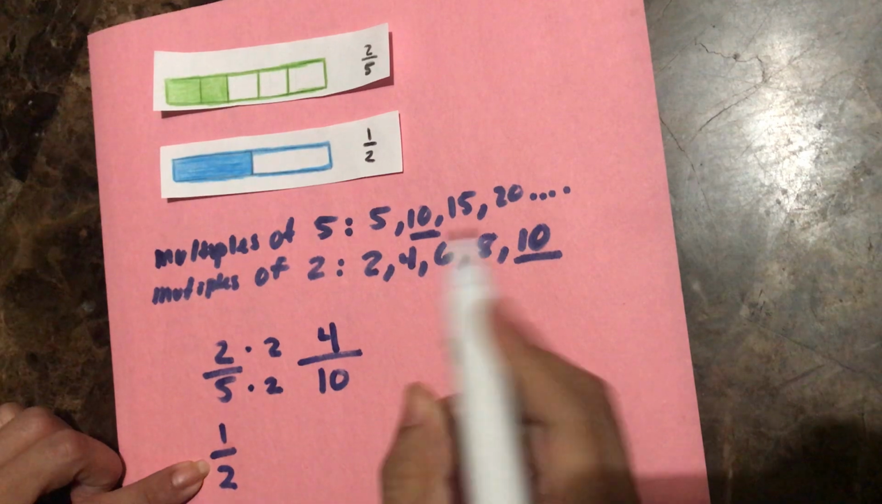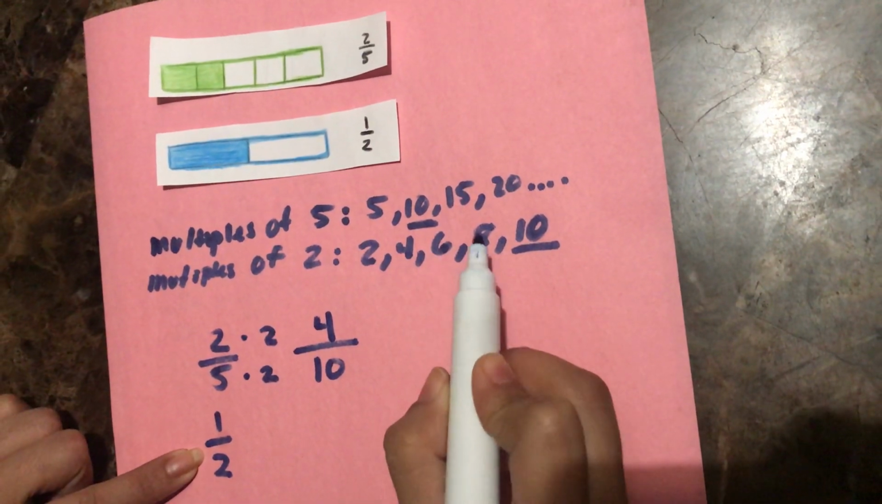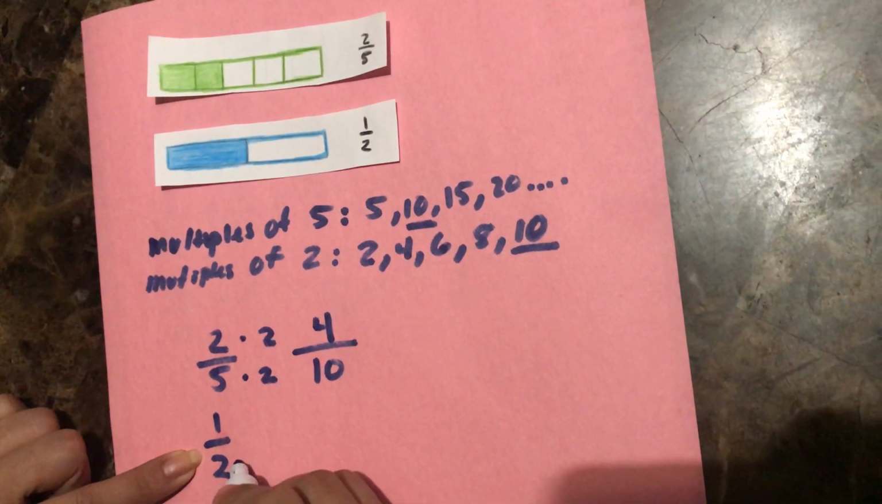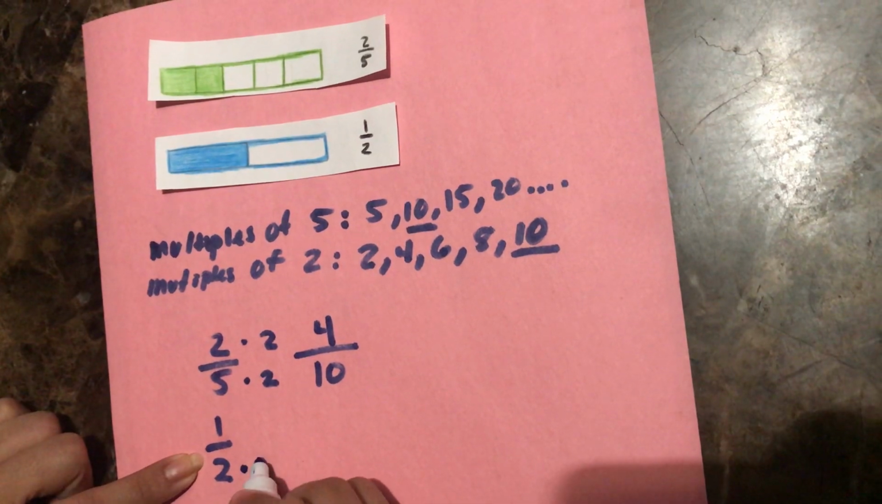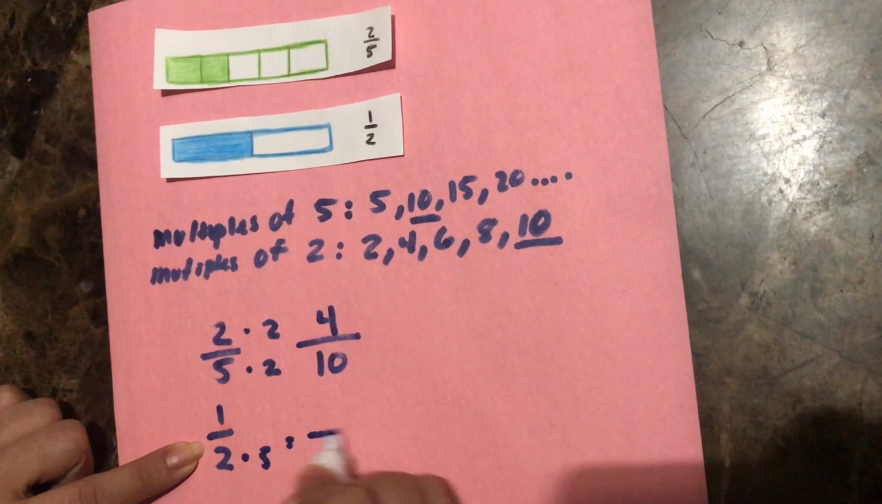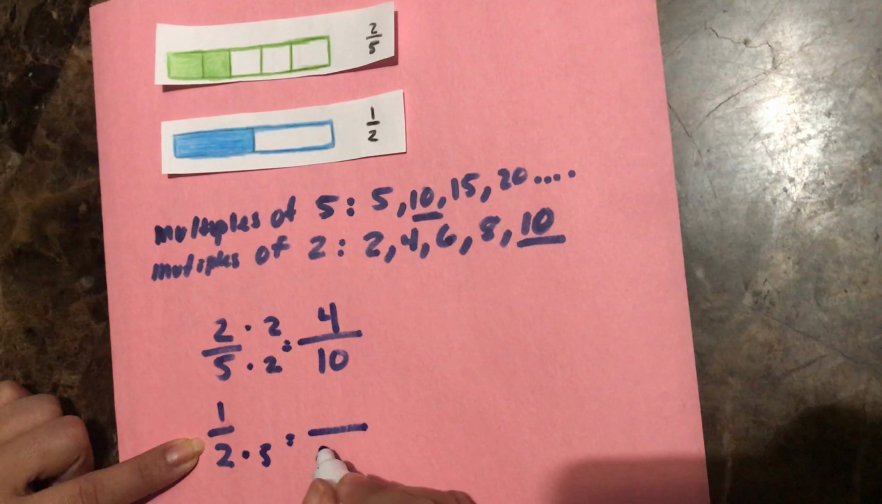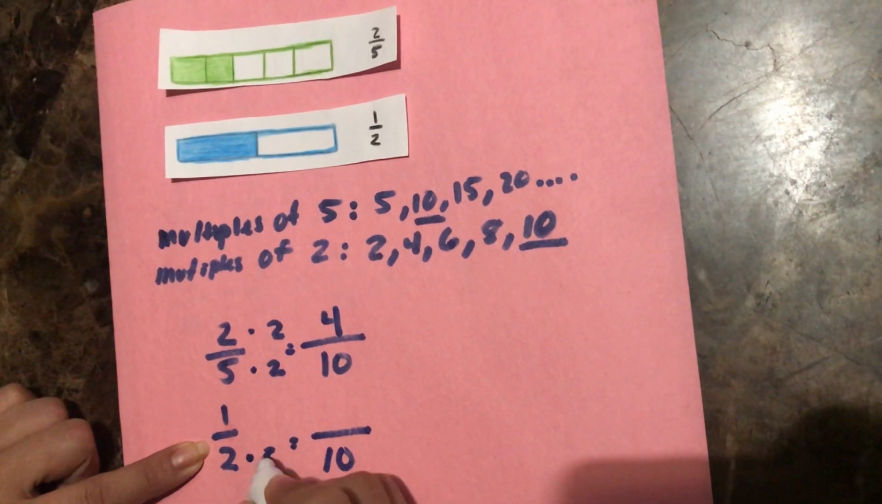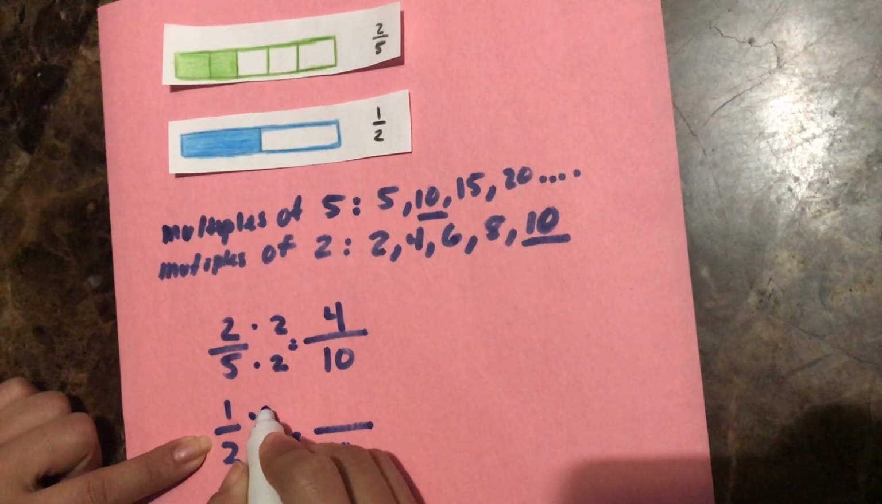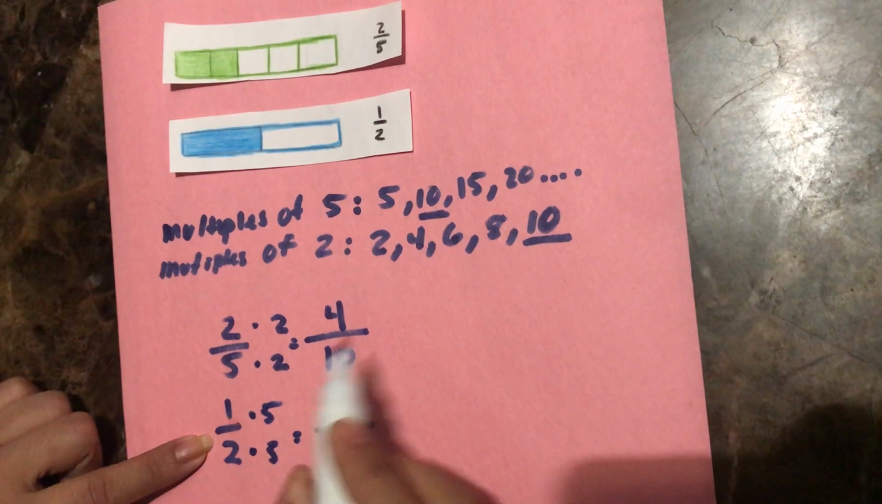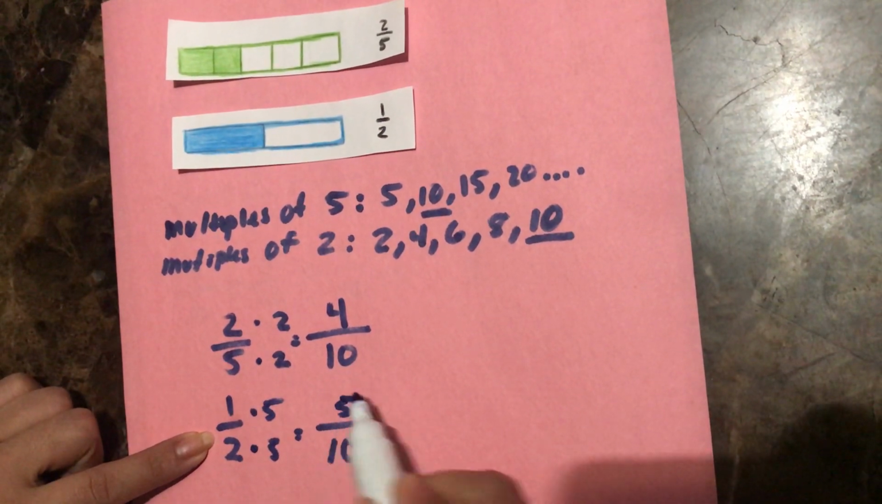Now for the 1/2, we multiply by 5. So 2 times 5 equals 10. And then whatever you do to the bottom, you have to do to the top. So 1 times 5 equals 5.